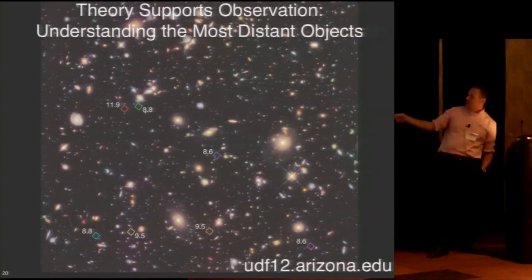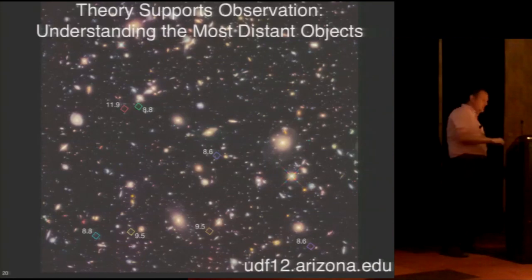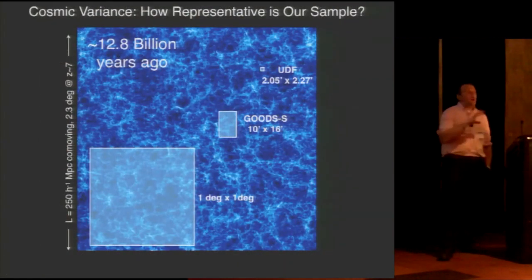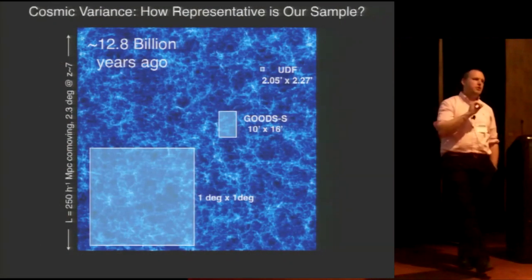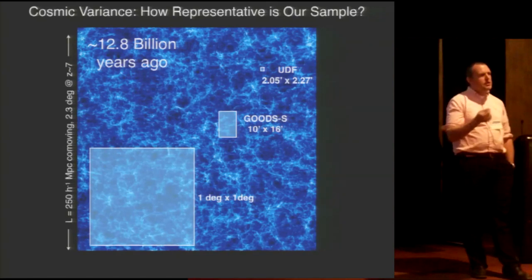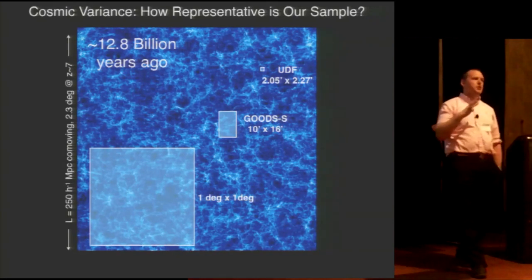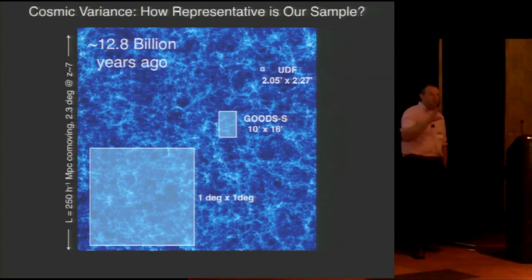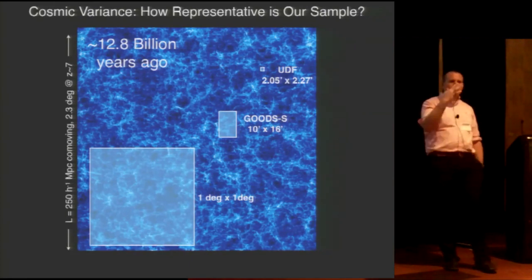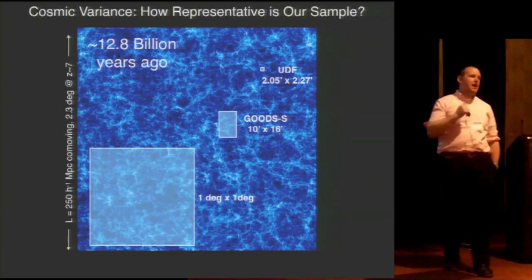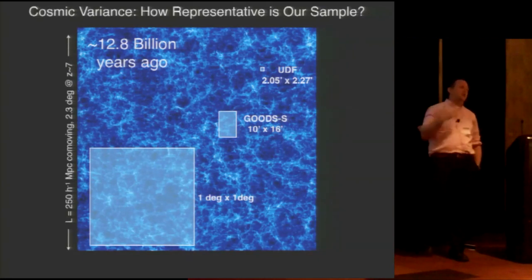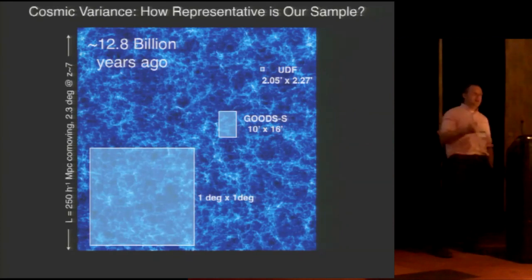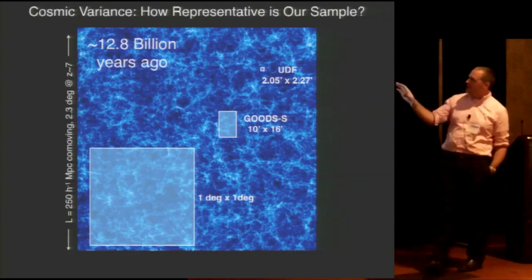If you're interested more, there's our website, udf12.arizona.edu. That stands for Hubble Ultra Deep Field. So we want to know how representative this part of the universe might be. And the only way of doing that that we think is robust is to use cosmological N-body simulations to tell us, for patches of the sky of this size, what are the typical density fluctuations in those parts of the sky? How big is the error on the number of galaxies at high redshift that we measure in the HST image?